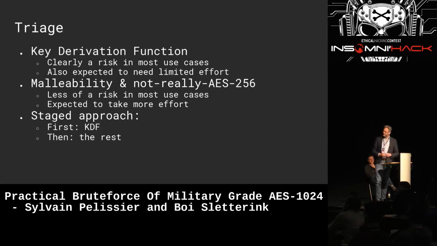Then the next step we took really was some triage. How bad are these findings really? How bad are they impacting our customers? Now for the key derivation function, that is actually quite easy. It's not good at all. It's a bad thing. So we want to have that fixed as soon as possible. And we looked at the ciphertext malleability. And if you look at that, I'm going to explain that later, but it is not as bad as the key derivation issue. So we were going to do that later and have a staged approach.